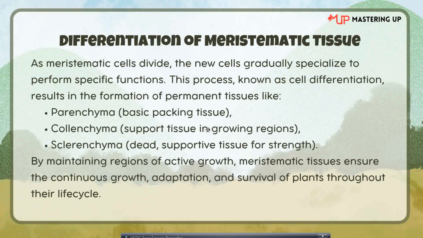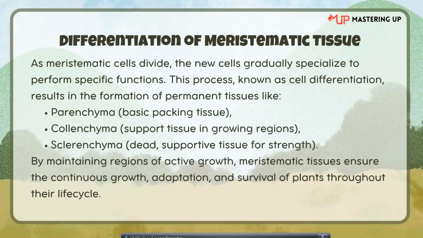So, the differentiation of meristematic tissue. I told you meristematic tissues are undifferentiated, but they gradually specialize to perform specific functions. This process is known as cell differentiation. So what is cell differentiation? Basically, the new cells gradually specialize to perform specific functions from the old cell. This process is known as cell differentiation.